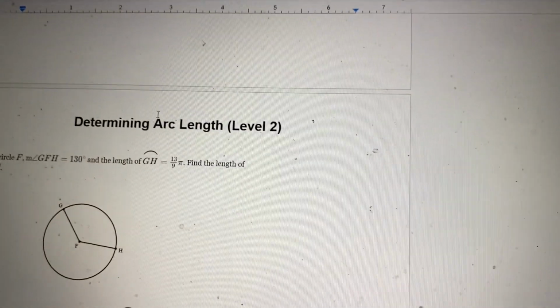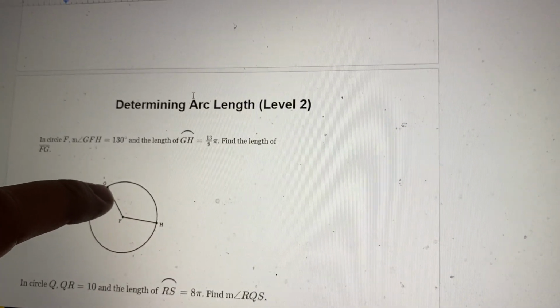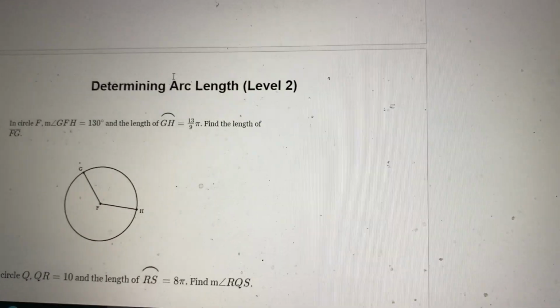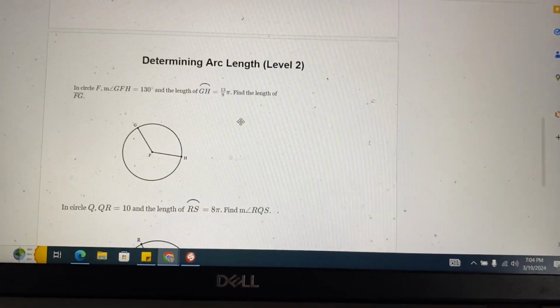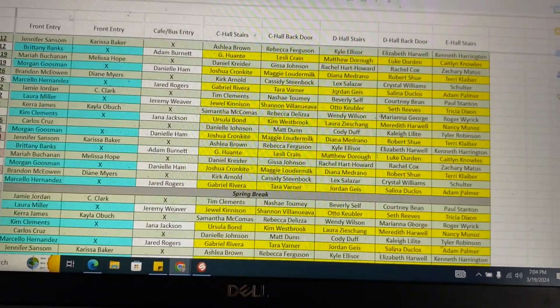Similar kind of thing for this. This one says in circle F, the measure of angle GFH is 130. The length of GH is 13 over 9 pi. So let's actually get this set up as a proportion this time. I'll show you kind of what I'm talking about here. That's a Google Doc. There we go. We need Desmos.